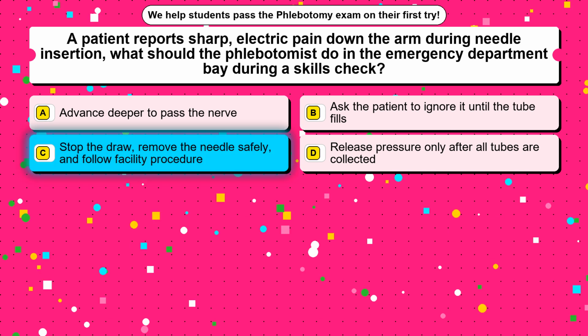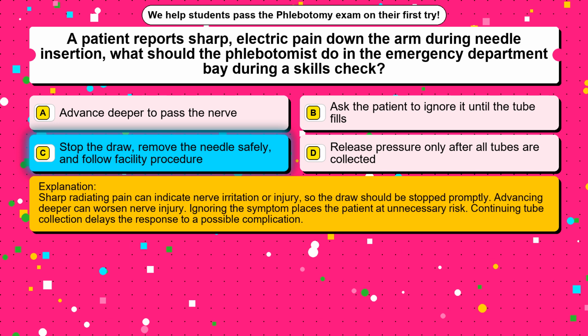The correct answer is option C. Stop the draw, remove the needle safely, and follow facility procedure. Sharp radiating pain can indicate nerve irritation or injury, so the draw should be stopped promptly. Advancing deeper can worsen nerve injury. Ignoring the symptom places the patient at unnecessary risk. Continuing tube collection delays the response to a possible complication.